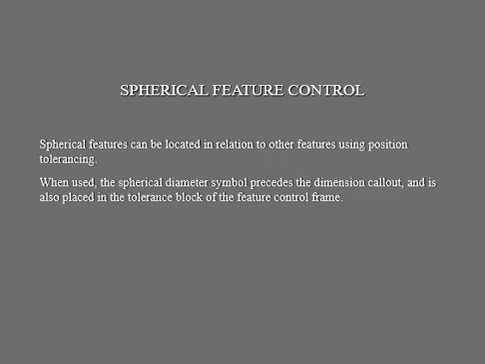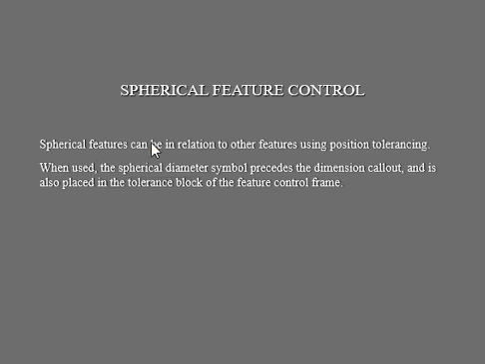Okay, so now let's get into the next section, which is your spherical feature control. The spherical features can be in relation to another feature, and of course we're going to use our positioning, which is your position tolerance. When we use it, your spherical diameter symbol is going to precede the dimension callout, and is also placed in the tolerance block of the feature control frame.